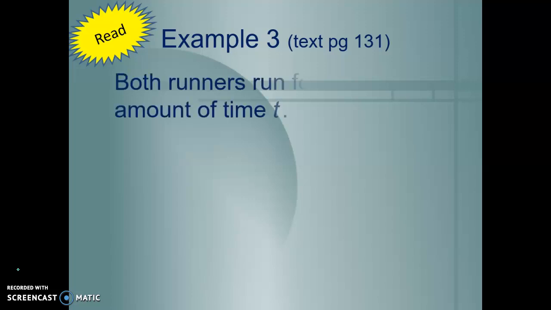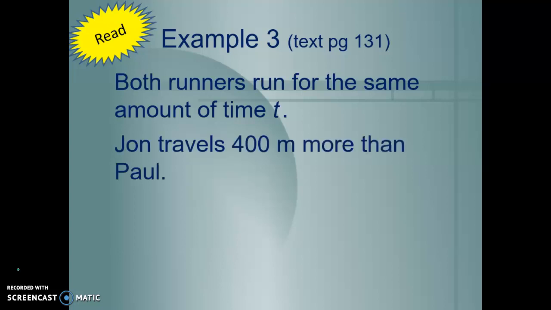So we read our information. Let's write down what we know. We know that both runners run for the same amount of time. We don't know how long that is. That's what we're trying to find out, so we're going to represent our time with t. We know that John travels 400 meters more than Paul.